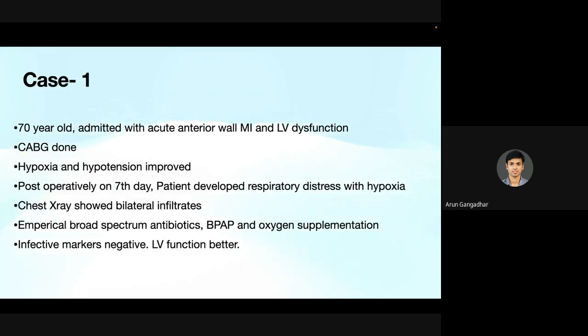Case one: a 70-year-old admitted with anterior wall MI with LV dysfunction. Coronary angiogram showed triple vessel disease, and CABG was done by the thoracic surgery team. The patient came in with hypoxia and hypotension, and everything improved after surgery. But post-operatively, on the 7th day, the patient developed respiratory distress with hypoxia. Chest X-ray showed bilateral consolidation. The patient was put on empirical broad spectrum antibiotics, as was the dictum. Suspecting persisting LV dysfunction, the patient was also put on BiPAP along with oxygen supplementation. All the infective parameters turned negative, and LV function, fortunately, was better than what the patient came in with.